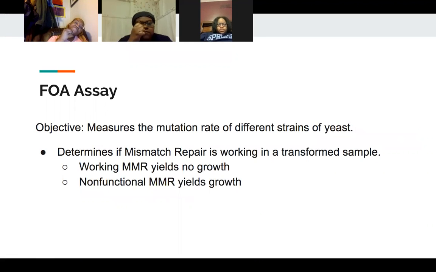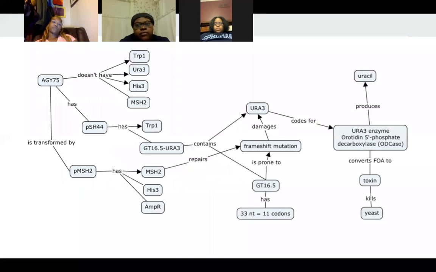So for the final part of this experiment, the FOA assay, the objective of the FOA assay was to measure the mutation rate of different strains of yeast. And we do this by determining if mismatch repair is working in a transformed sample. So when MMR is working, there's no growth observed on the FOA plate. And if MMR is non-functional, then there is growth observed on the FOA plate.